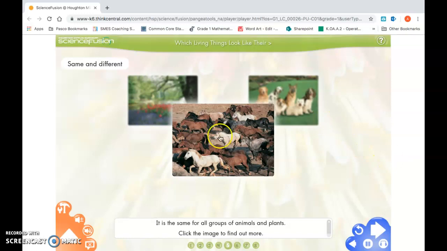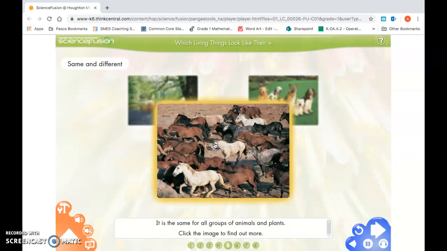are different, just like this group of horses. For these horses, some traits are the same and some are different. Can you point out something that's different about them? Their color. Their coloring is different.